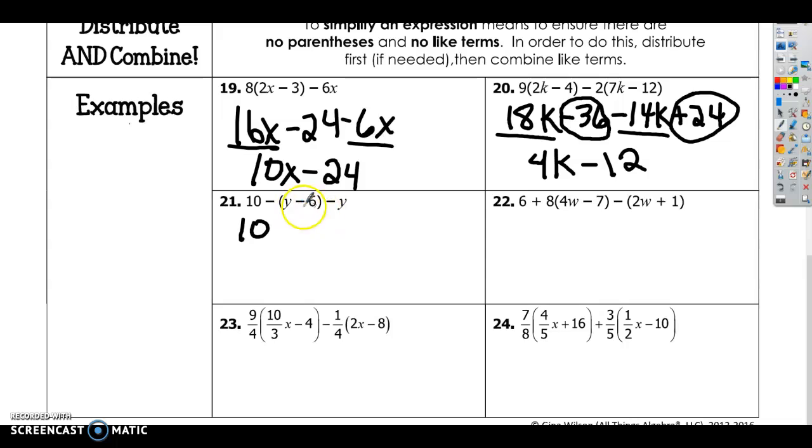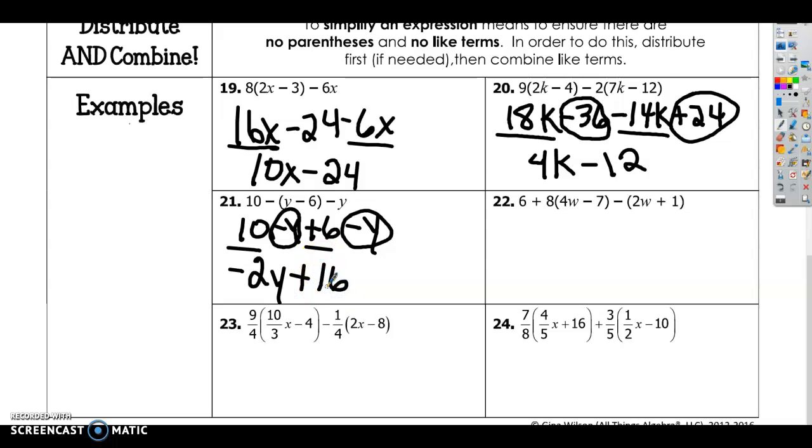And then I got to get rid of this set of parentheses. So I have a negative on the outside of there. That means I'm going to distribute that negative to the y, and negative times -6. And then I'm going to bring down the y on the outside again. All right, combine like terms. I'm going to look at my variables first. I have a -y plus a -y. -1 plus -1 is -2y. And then 10 plus 6.